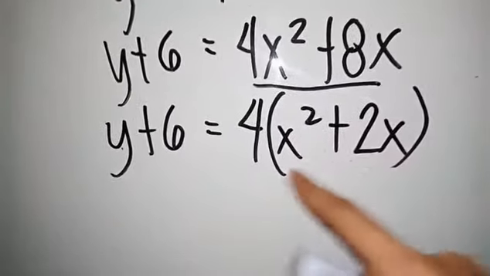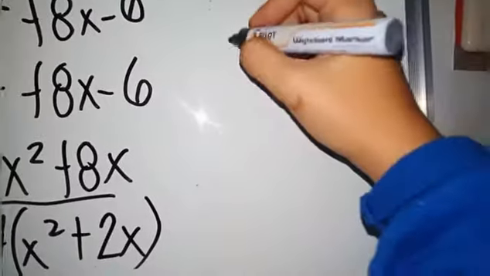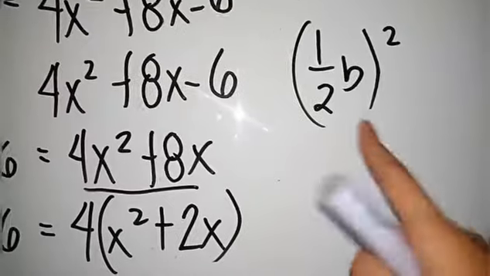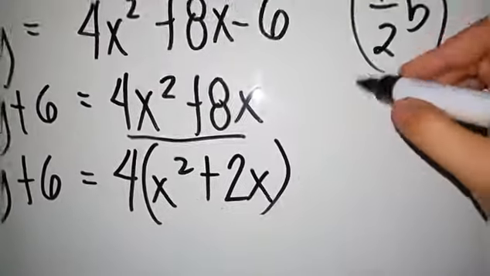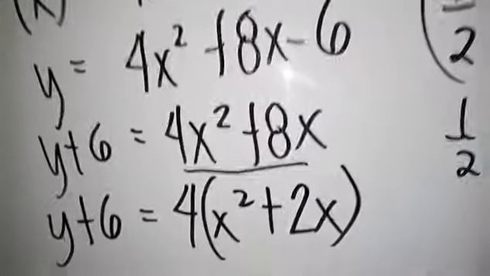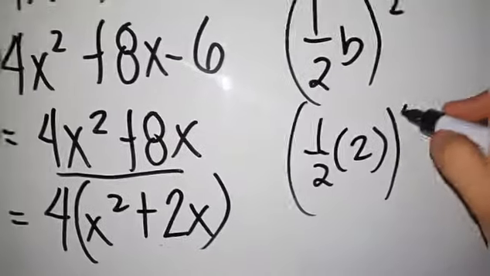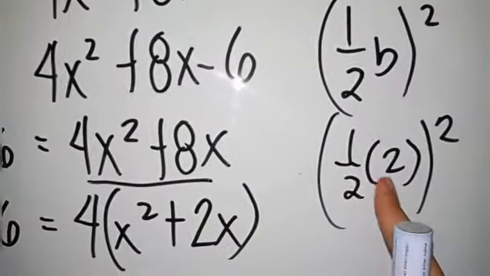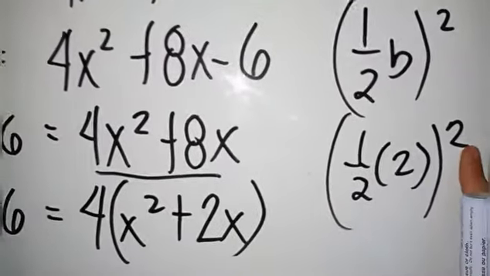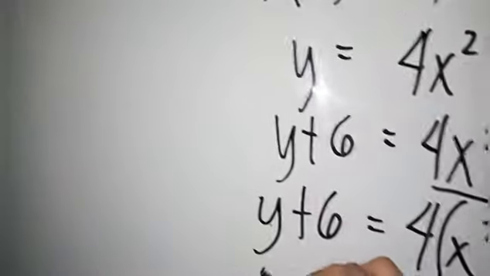Then, after that, gagawin na natin itong perfect square trinomial by applying yung formula natin na 1/2 b square. Okay, so yung ating b ay we have 2. So, 1/2. Yung b natin ay we have 2. Then, square. So, 1/2 times 2 will give us simply 1. Then, 1 square will give us positive 1.